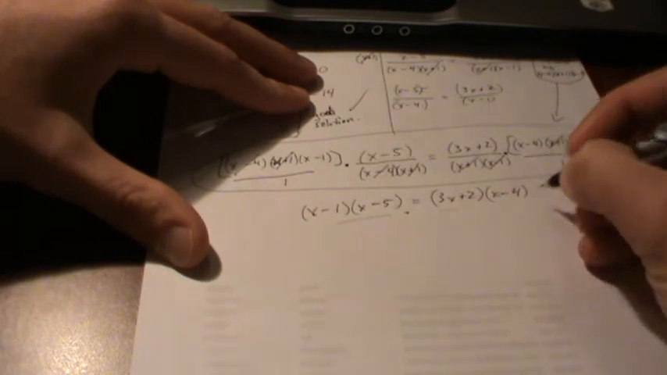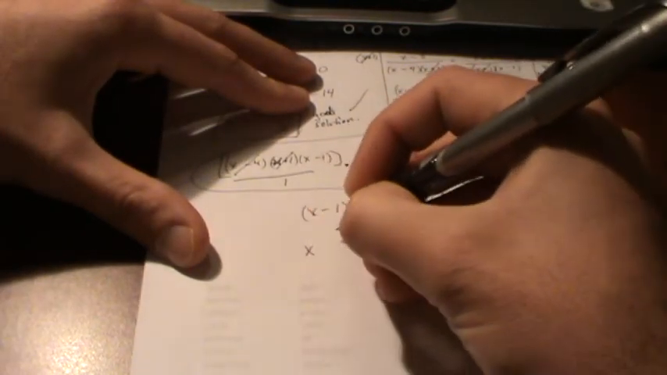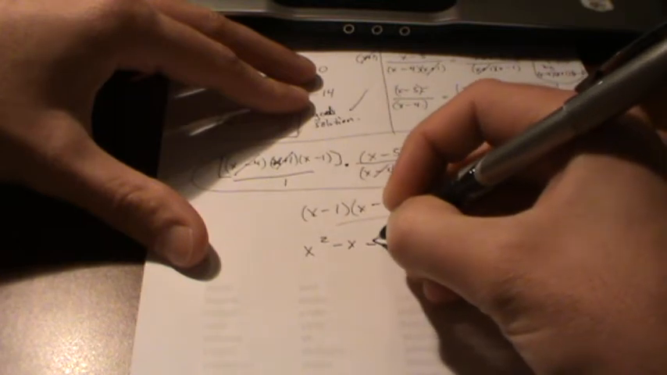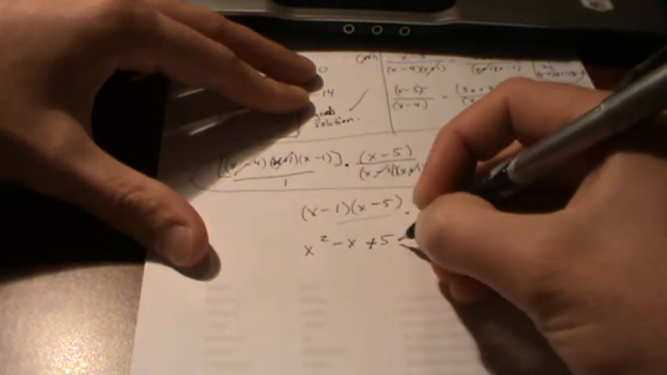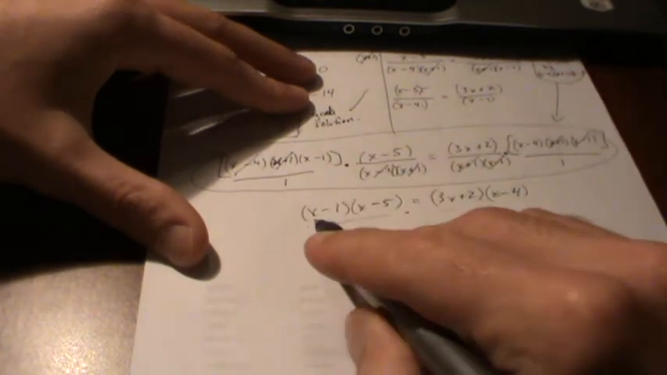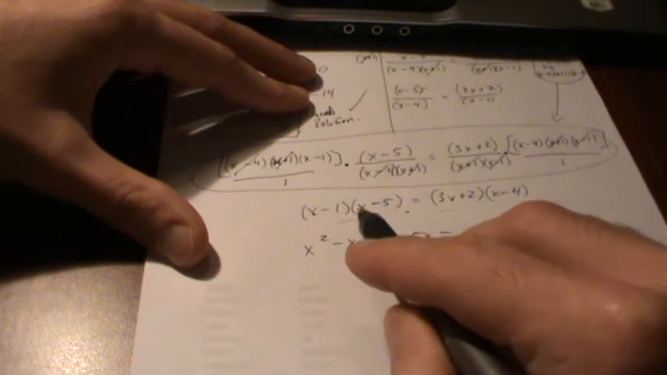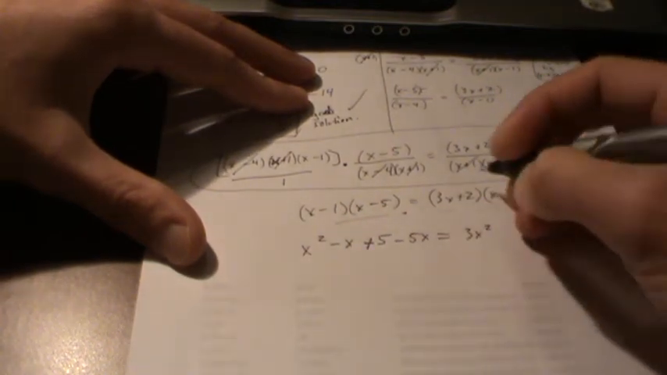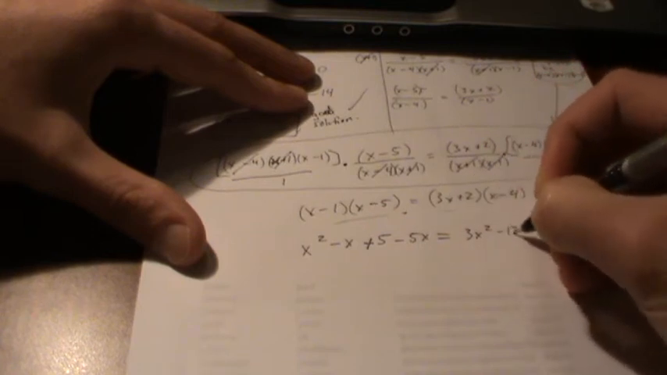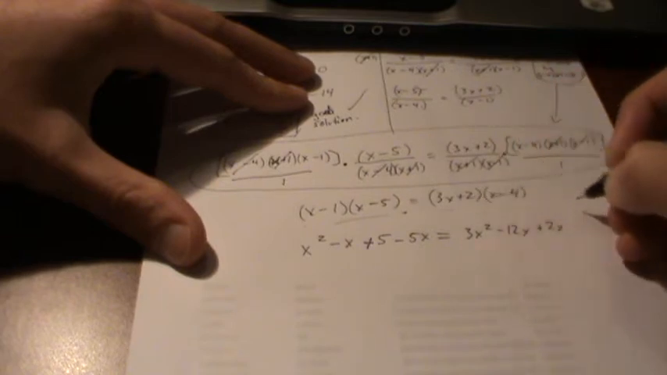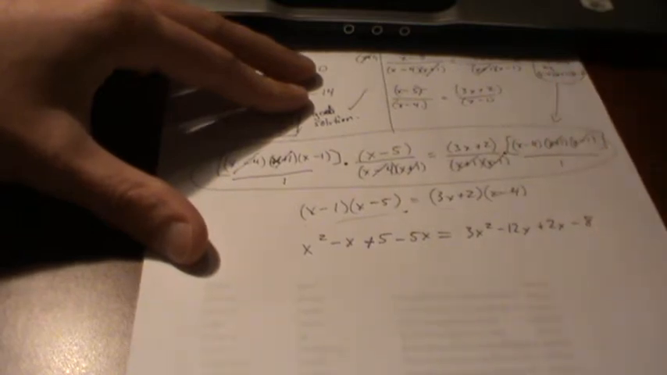Now, how do I solve this? I FOIL this side and FOIL this side. x squared minus x plus 5 minus 5x. I just multiplied that by that, this by this, this by that, that by that. And I get 3x squared minus 12x plus 2x minus 8.